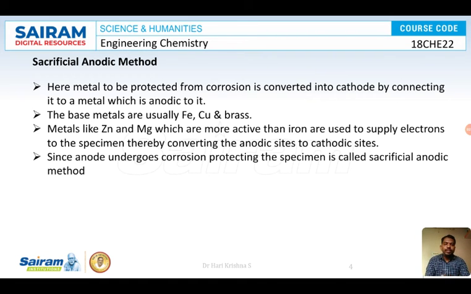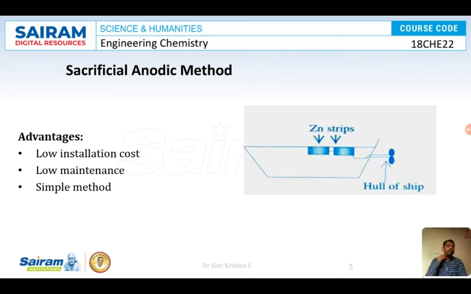This method is usually used to protect the base of a ship. So the ship undergoes what type of corrosion? Differential aeration corrosion, isn't it? The part of the ship which is under the water will act as anode, and the rest of the part above the water will act as cathode. So the part of the ship below water, acting as anode, undergoes corrosion, whereas the other part of the ship above water will act as cathode.